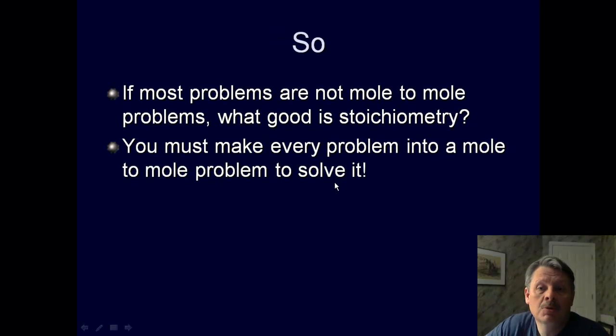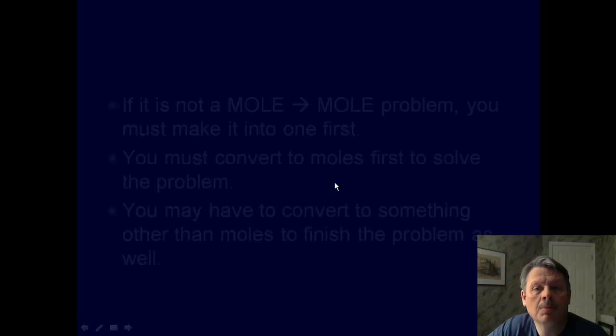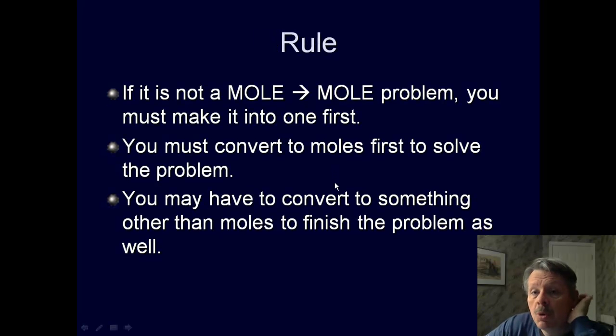Because if most problems are not mole-to-mole problems, what good is stoichiometry? You have to convert everything to moles before you can solve it, right? You must make every problem into a mole-to-mole problem. So if it's not a mole-to-mole problem, you must make it into one first. And you must convert things into moles, and then you must convert things from moles.